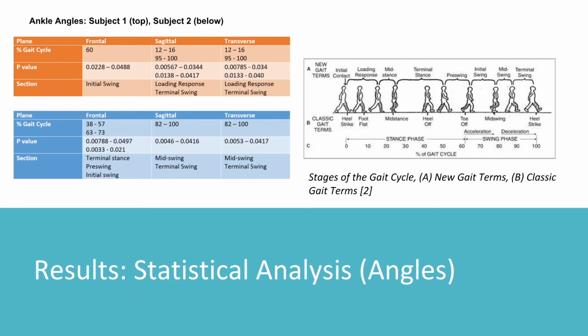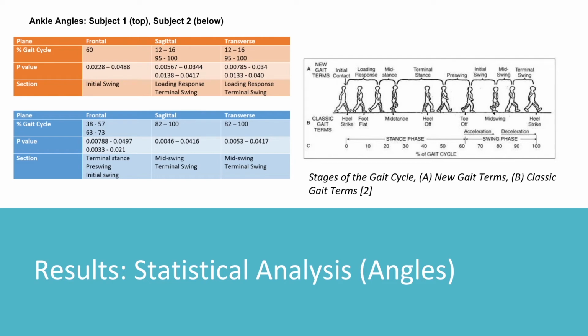So as you can see, for the ankle angles, in the frontal plane, at 60% of the gait cycle, there was a significant result that corresponded to the image on the right, which was in line with the initial swing stage of the gait. For the sagittal plane, for subject 1, it was between 12 and 16 and 95 and 100, and these 2 results corresponded to the loading response and the terminal swing. Lastly, in the transverse plane, there was a very similar pattern seen as in the sagittal plane, and between 12 and 16 and 95 and 100% of the gait cycle, there was the loading response and terminal swing seen.